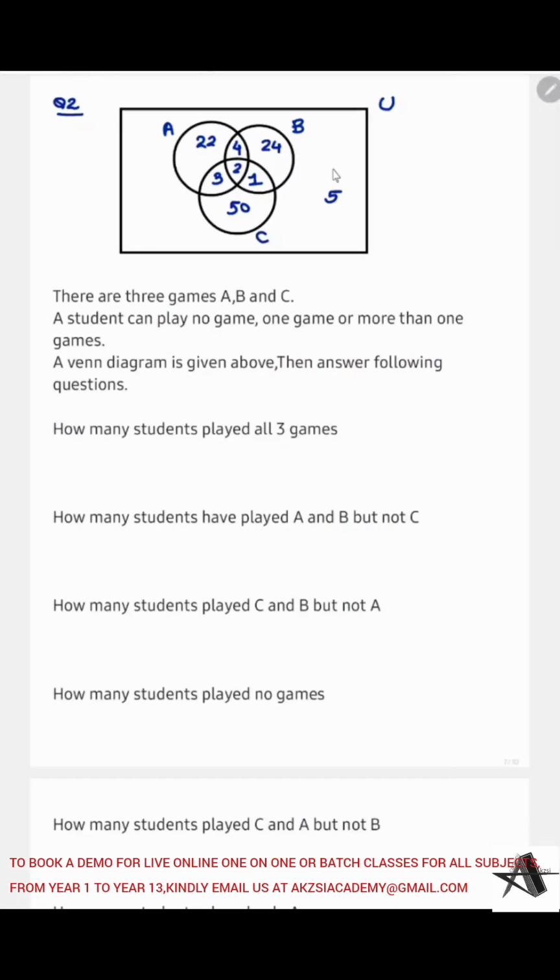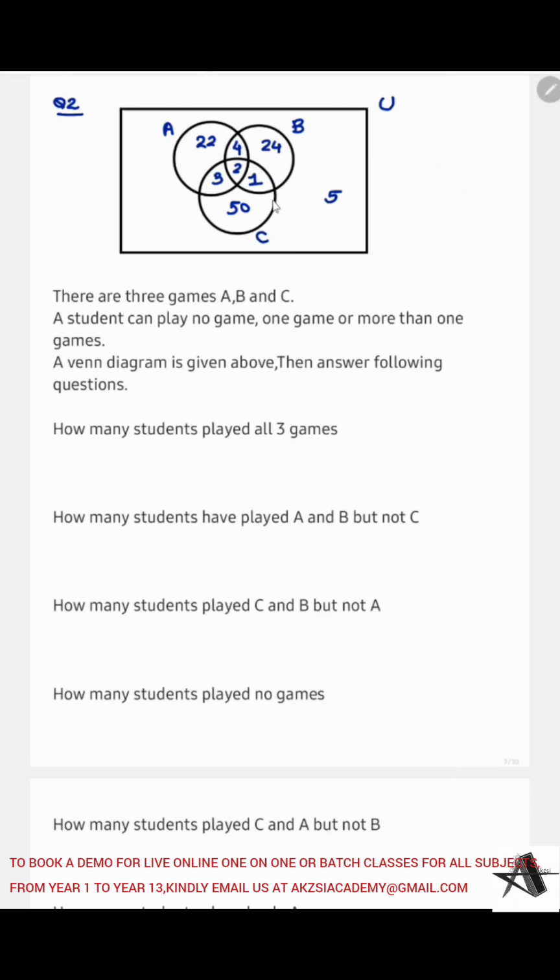Now see this question number 2. All the data is already filled in this Venn diagram. We just need to answer each of that. So there are 3 games A, B and C. A student can play no game, 1 game or more than 1 games. They have all the choices. A Venn diagram is given above. Then answer the following questions. How many students played all 3?